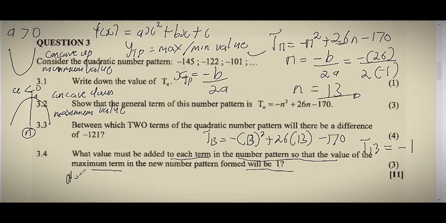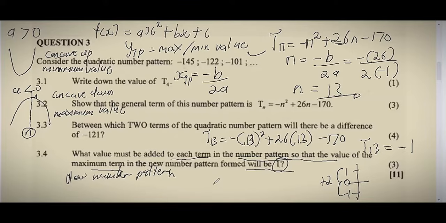But what about the new number pattern? Remember, we are looking for a maximum value. We want the maximum value to be positive 1. So what we have here, the maximum value is negative 1. So we have negative 1, 0, and then positive 1. We are trying to move from here to here. So how many units do we need to move from negative 1 to positive 1? That's 1, 2. So just like that, we've found our solution.